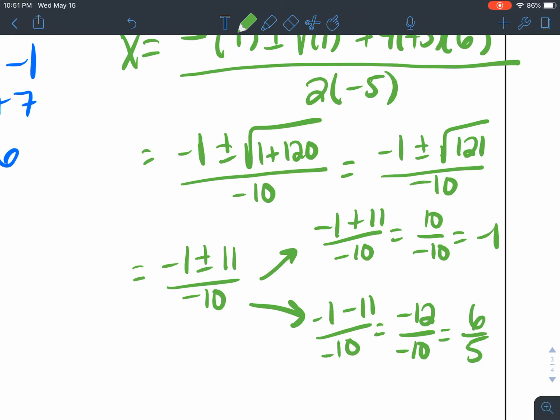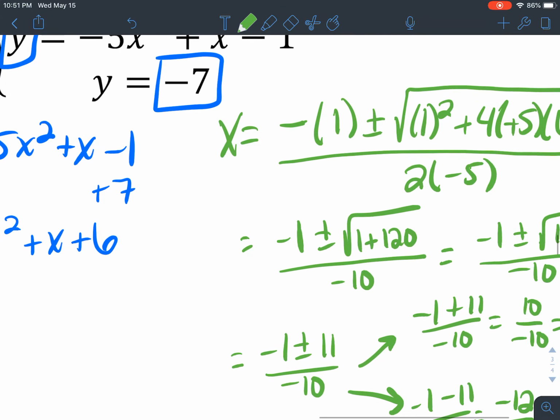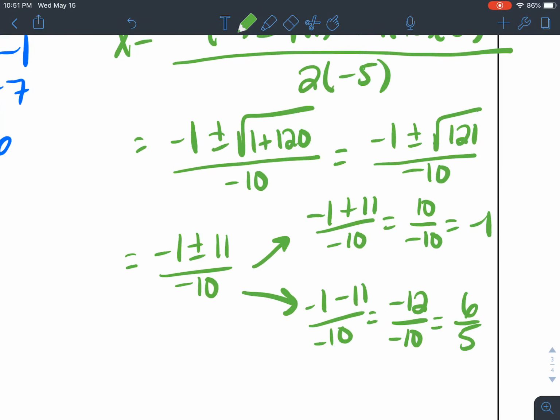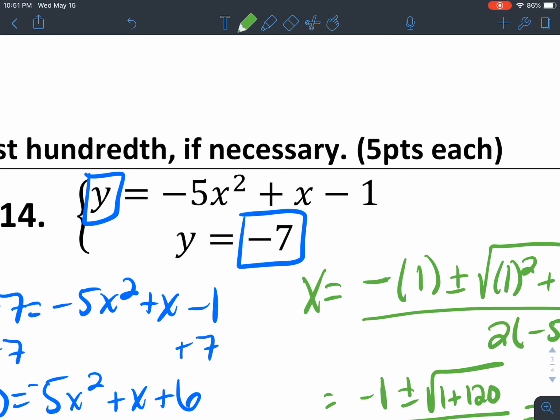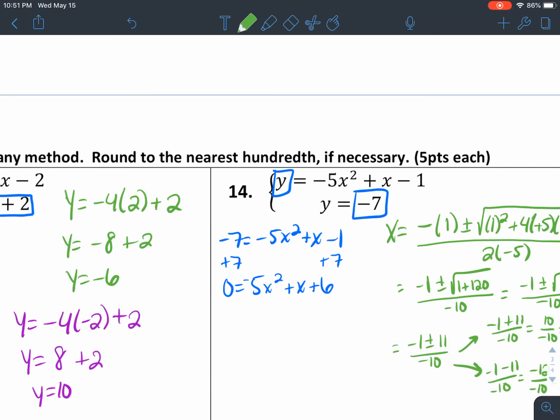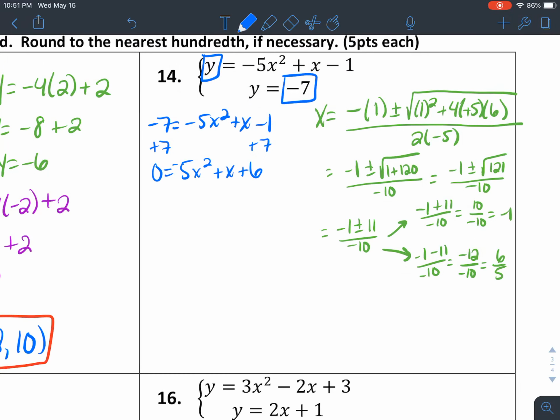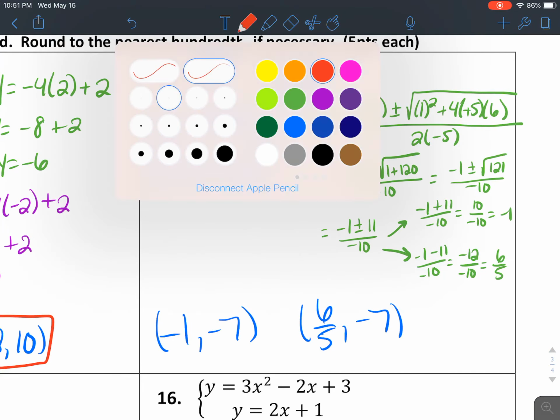for my two x values. Now again, with this, we already know my y value, so I don't need to plug this back in. I could plug in negative 1 into my top equation, but I know I'm going to get negative 7, so there's no point in us doing that, unless you want to do that to try and check your solution. So all I have to do now to finish my problem off is just put those two x values paired together with negative 7. So my two solutions are negative 1 comma negative 7 and 6/5 comma negative 7.